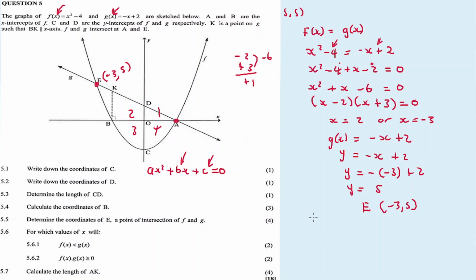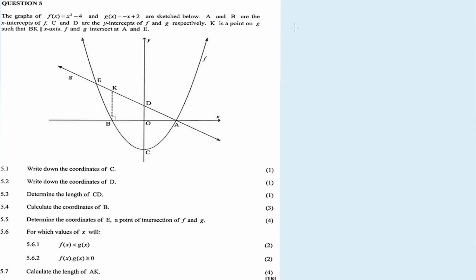So we go on to 5.6. For which values of x will the following statements be true? Alright. And again, I need to erase. We go on to 5.6.